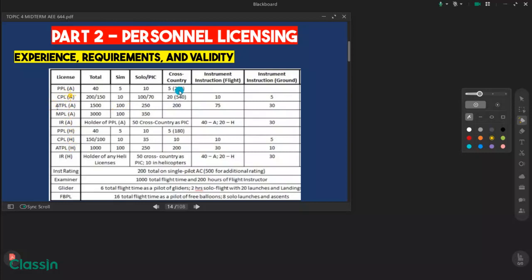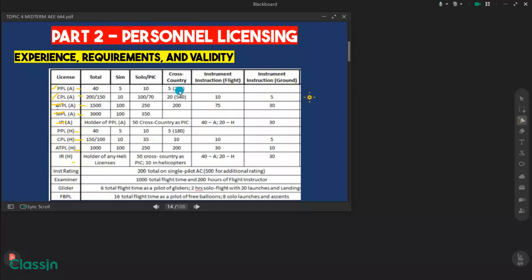Okay, so isa-isahin natin. So PPL, so we have the private pilot license. The CPL, so commercial pilot license. ATPL, the air transport pilot license. The MPL, the multi-crew pilot license, sorry. IR, instrument rating. So yung mga A po natin dyan is airplane, fixed wing. Then yung mga H natin dito is helicopters.